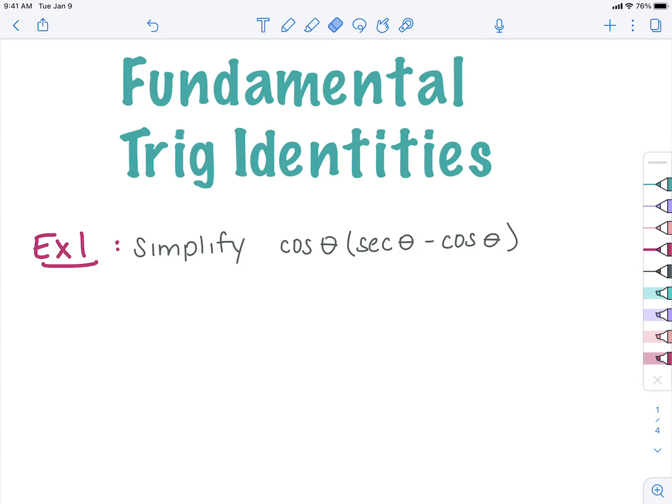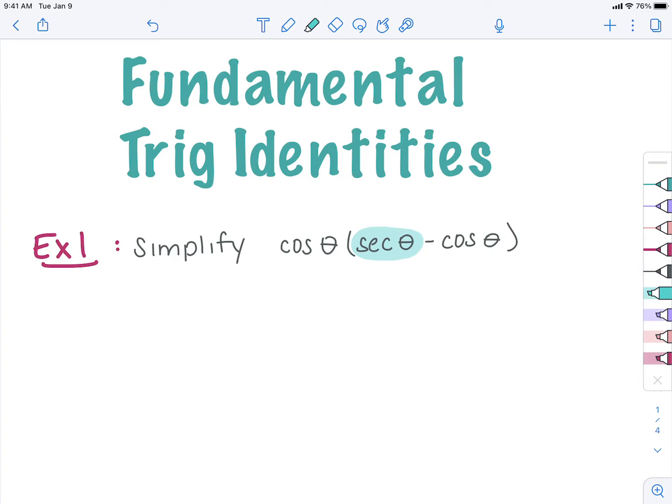So if you look at this first example, we're simplifying cosine of theta times the quantity of secant theta minus cosine theta. So we still want to do the same thing. We still want to kind of follow our gut with when we see we can distribute things or simplify things. And we want to try and get everything into terms of sine and cosine when possible and then simplify. So the first thing that I want to do here is change this secant, because anytime I have things that are not sine or not cosine, I want to change them where possible.